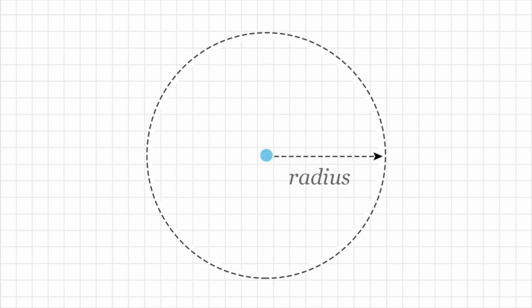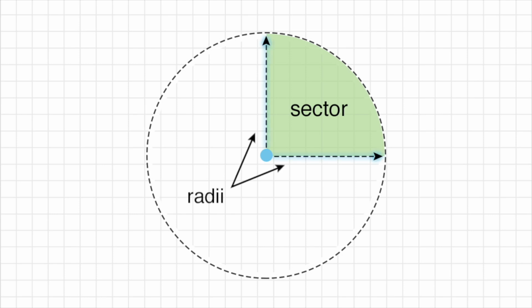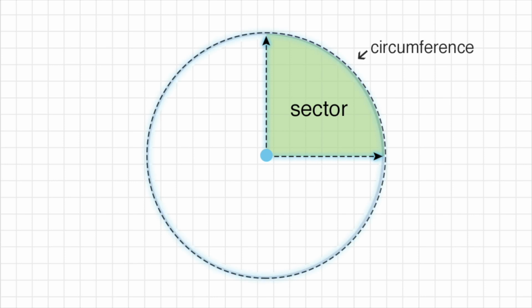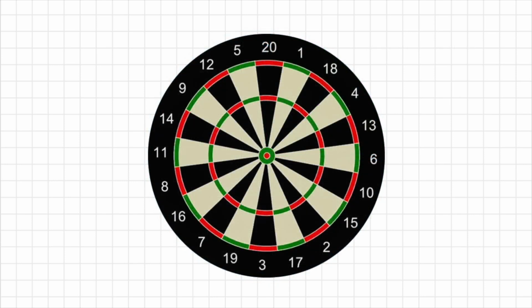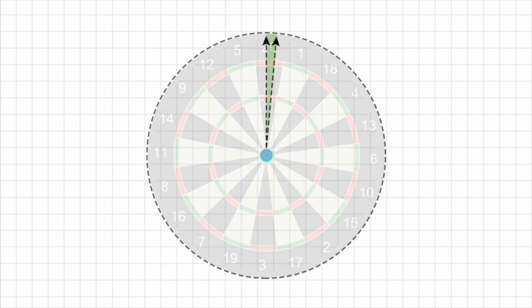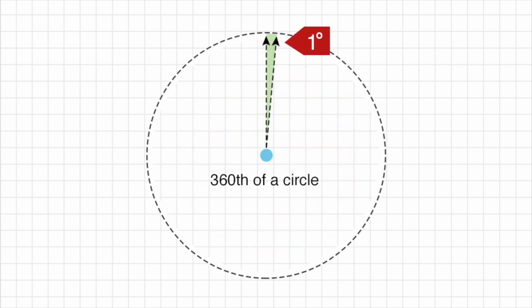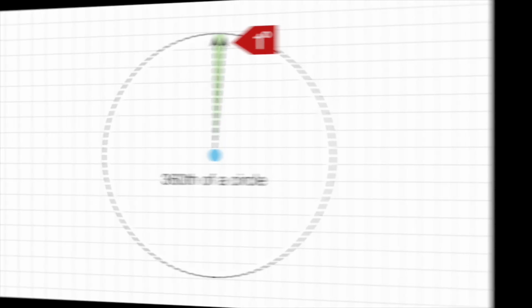The radius is also used to measure a fraction of the circle, called a sector. A sector is made of two radii that meet at the center and intersect with the circumference. For example, a dartboard pattern is made of 20 sectors. An angle of 1 degree is a 360th of a circle. So a circle has 360 sectors with an angle of 1 degree.